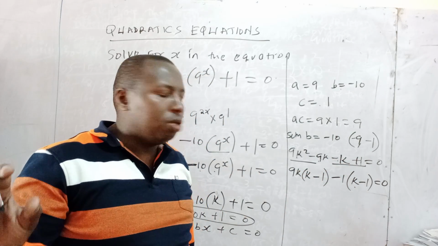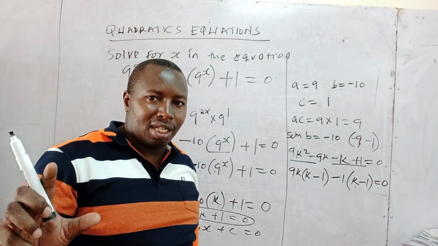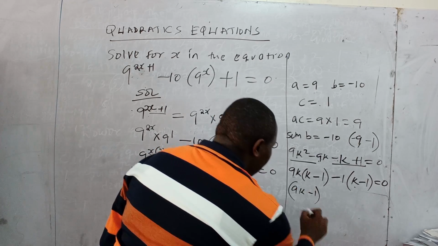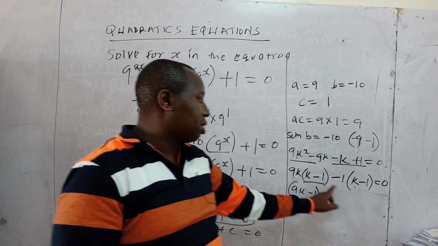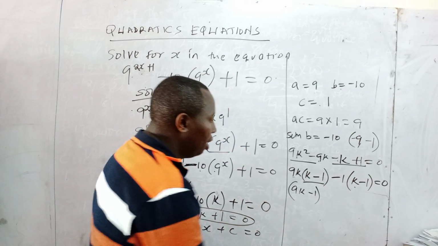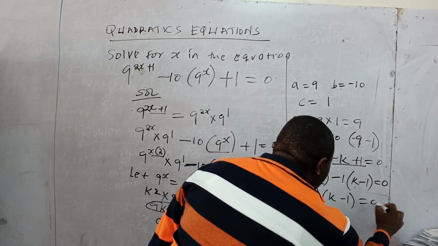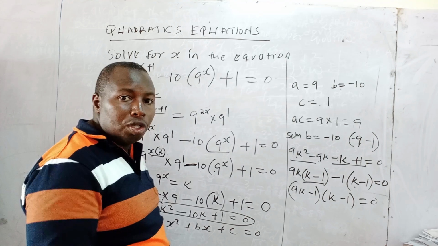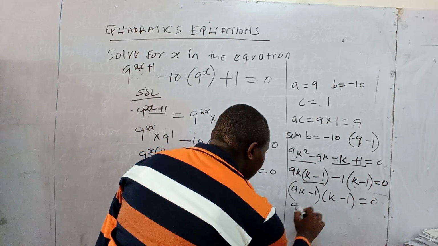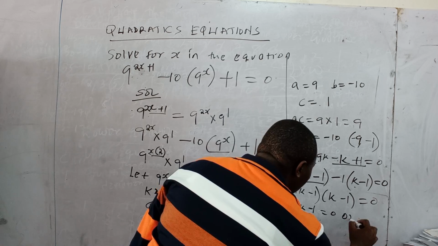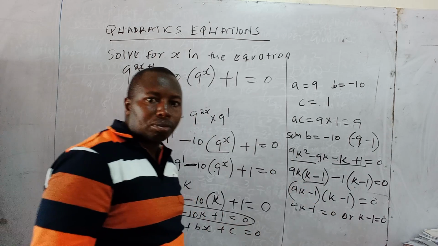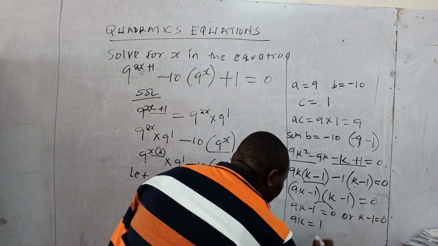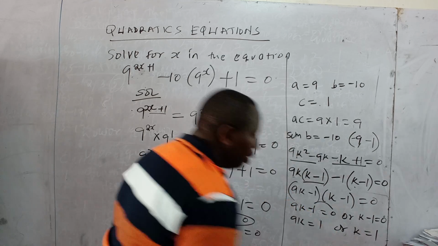Now at this level, you take factors. You take 9k minus 1, like that, and then you check this factor, k minus 1 and k minus 1. They are common. So you say k minus 1 is equal to 0. Like that. So now you equate them to 0. This equation now, 9k minus 1 equals 0, or k minus 1 is equal to 0. You equate them like that. So you say 9k is equal to 1, or k is equal to 1.